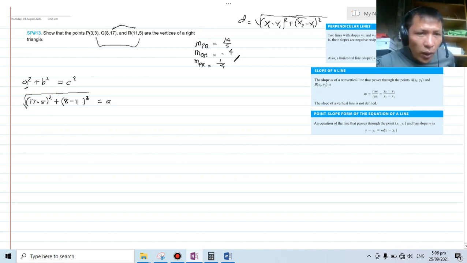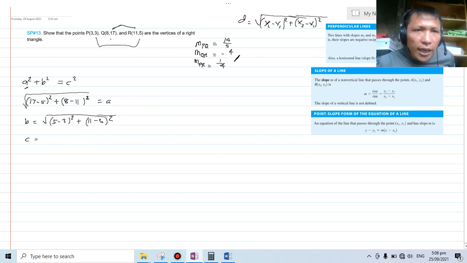Now B. Since this is perpendicular, B is equal to the square root of 5 minus 3, squared, plus 11 minus 3, squared.